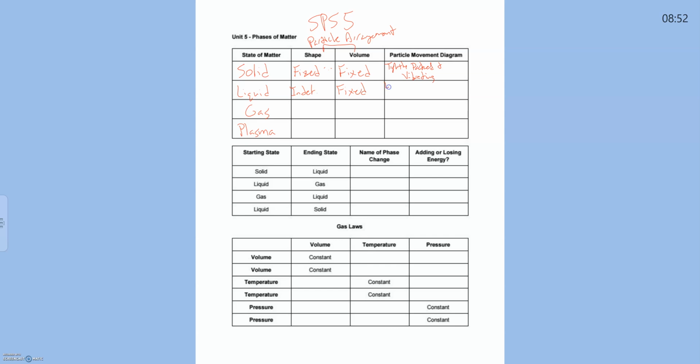Particle movement wise, they are loosely packed. And I like to use the term flowing because, well, that's kind of what liquids do. They flow around. Gases. So gases also have an indefinite shape and they have an indefinite volume.